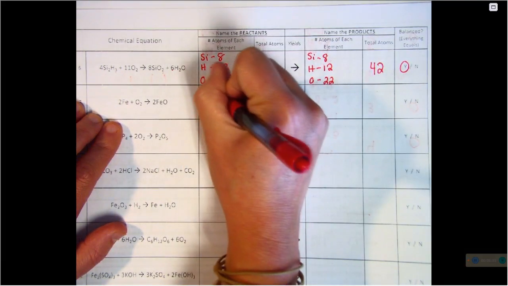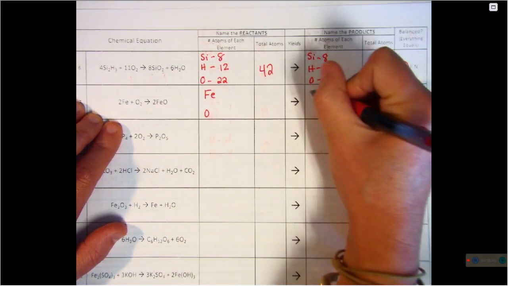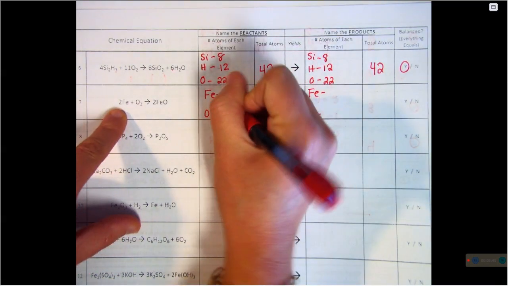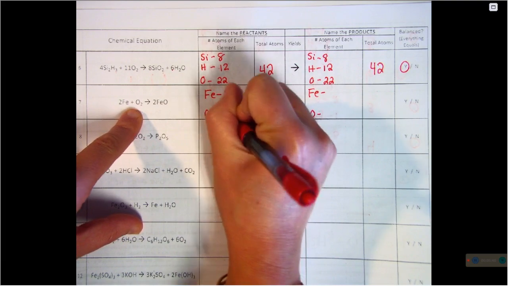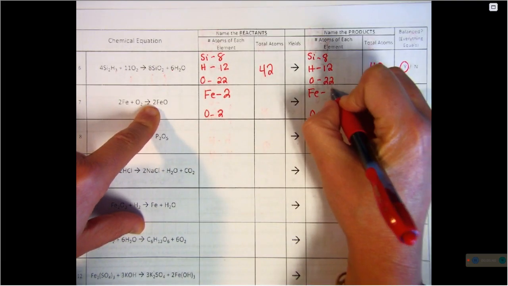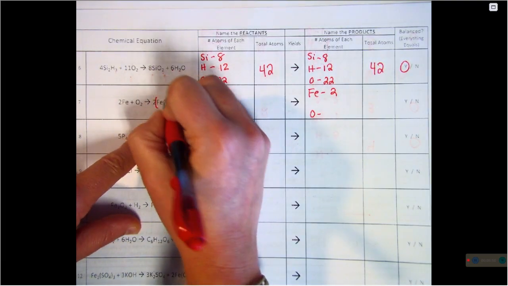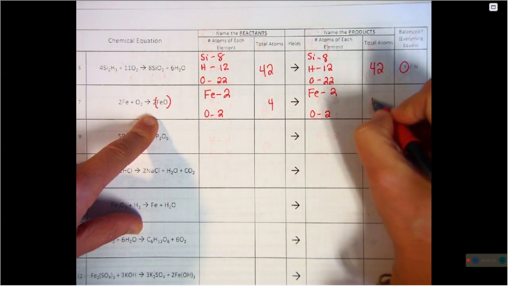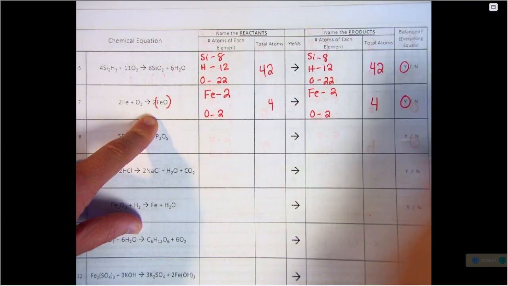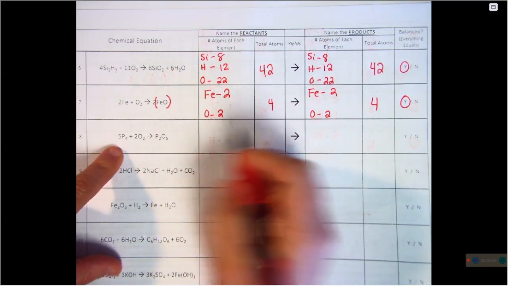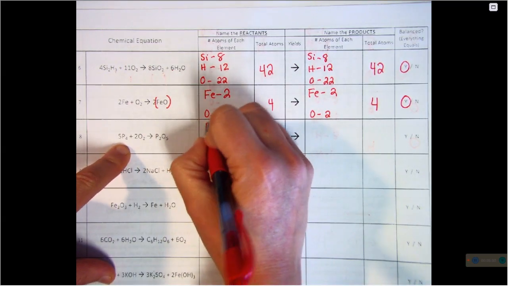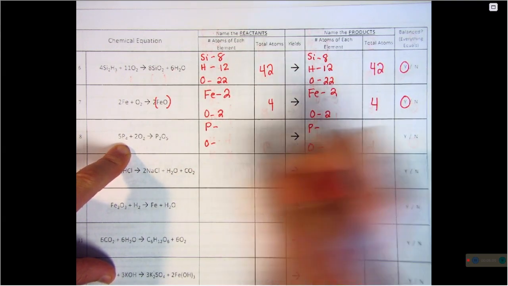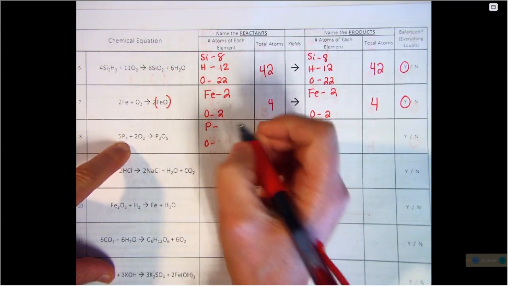All right, here I just have iron and oxygen. I have 2 irons and 2 oxygens. Notice that 2 touches everything. That means I have 4 total atoms, and it is a balanced equation, the same on both sides. Here I have phosphorus and oxygen. 5 times 4 is 20.